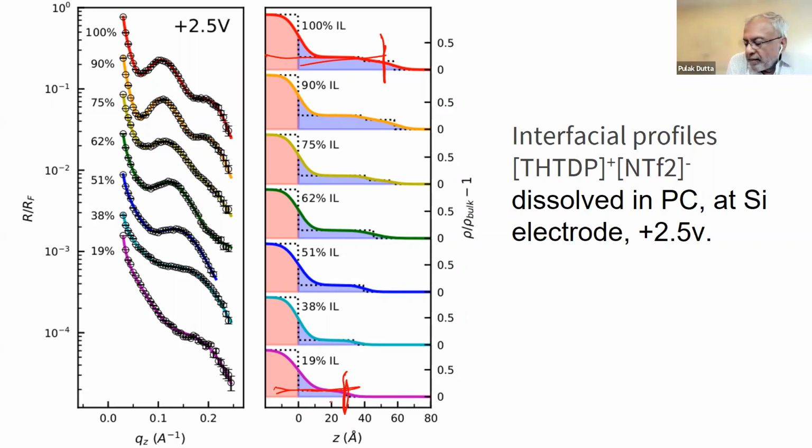What's going on? Well, we don't fully understand the crowded layer, so it's not surprising that we don't fully understand how it depends on solvent concentration.